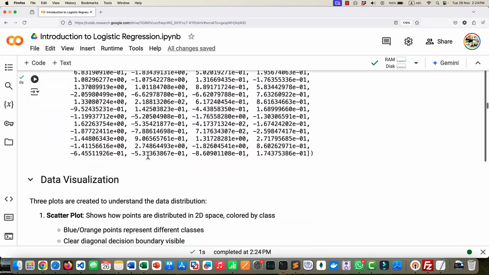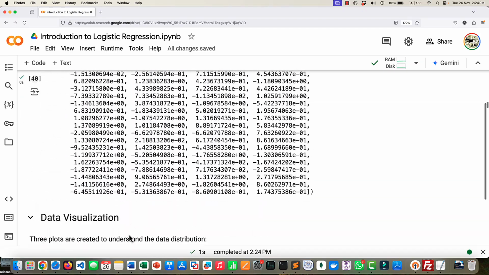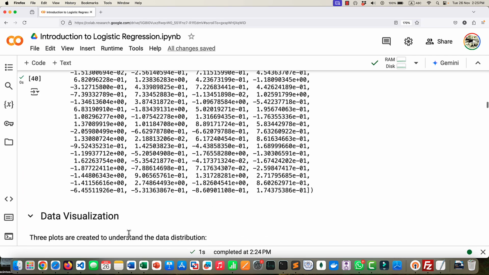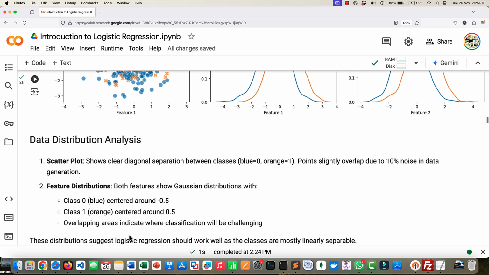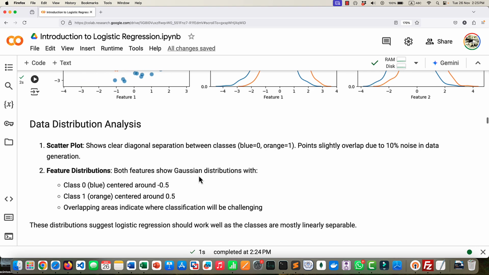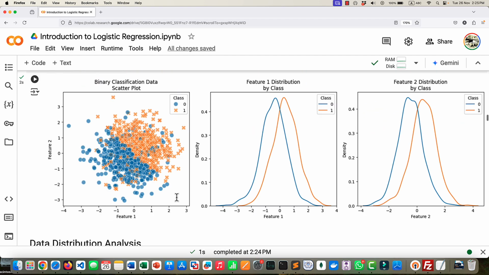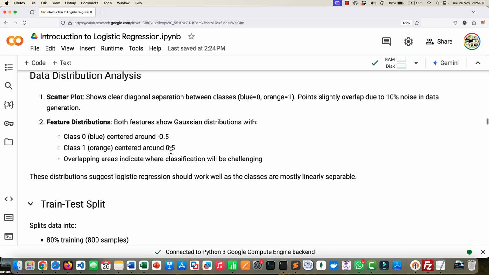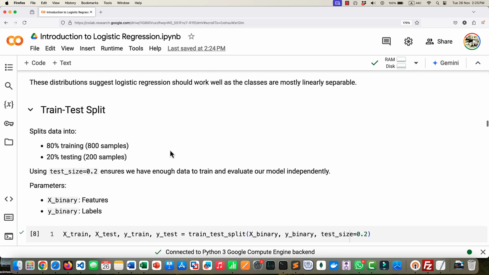That's it. Now the next step, data visualization. Let me complete. So feature distribution, both features show Gaussian distribution. It's the normal distribution. Class 0 is centered around minus 0.5 here, and class 1 is centered around 0.5. So now we need to prepare our data for training.